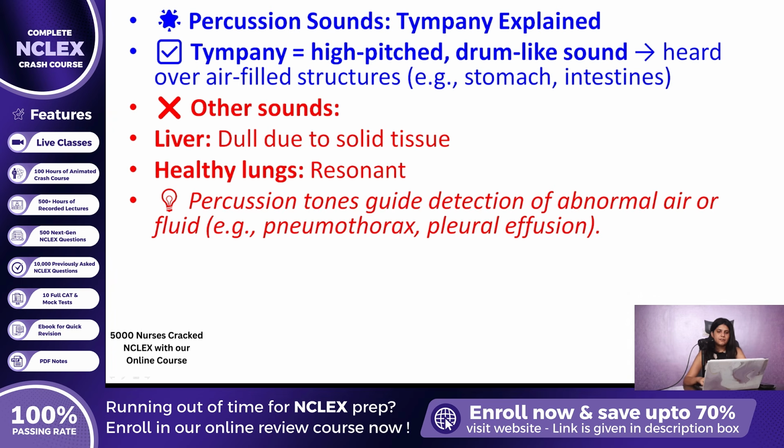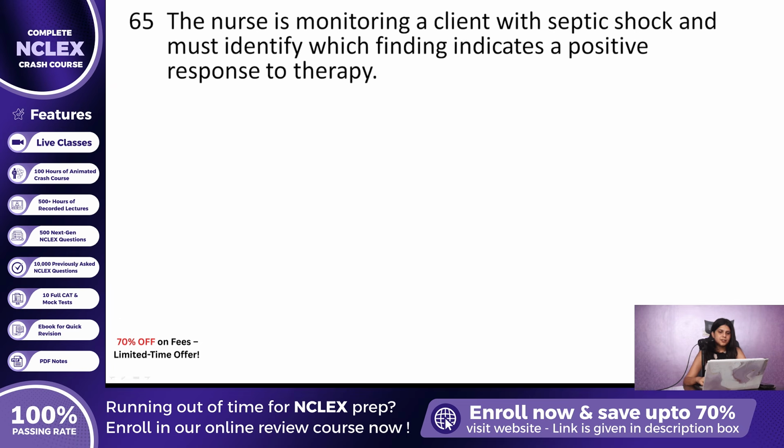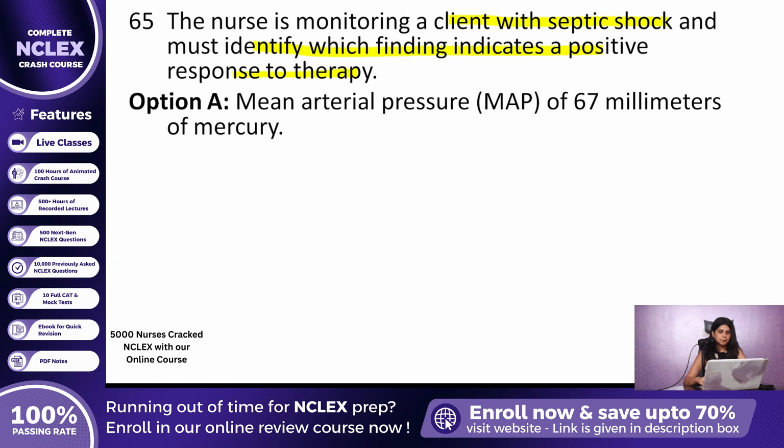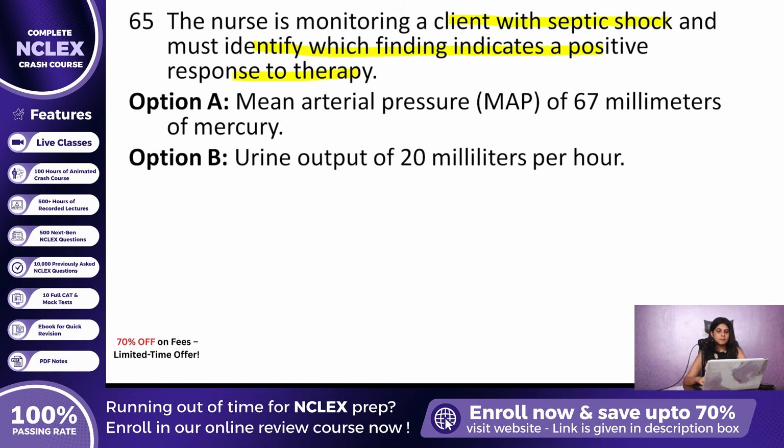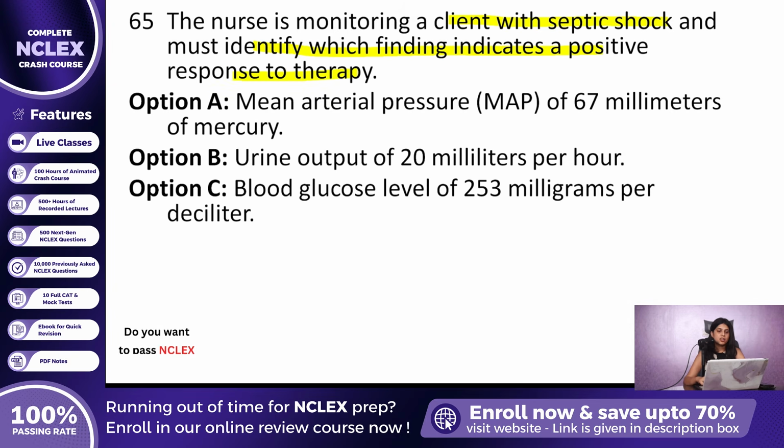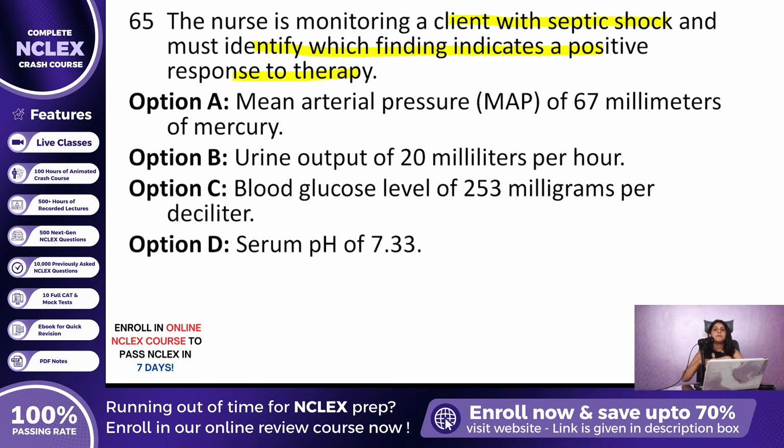Question 65. Finally, in this group, let us consider the evaluation of shock treatment. The nurse is monitoring a client with septic shock and must identify which finding indicates a positive response to therapy. The options are: Option A, mean arterial pressure, MAP, of 67 millimeters of mercury. Option B, urine output of 20 milliliters per hour. Option C, blood glucose level of 253 milligrams per deciliter. Option D, serum pH of 7.33. The correct answer is Option A, mean arterial pressure of 67 millimeters of mercury.